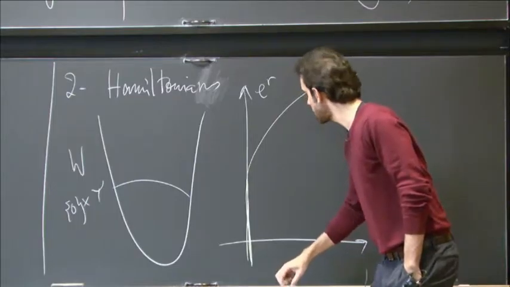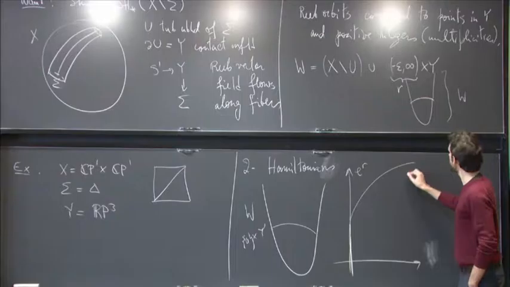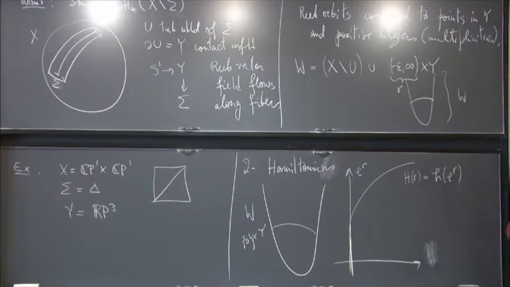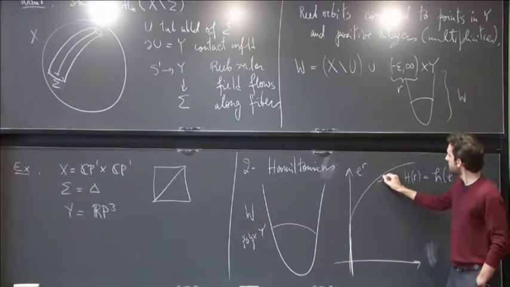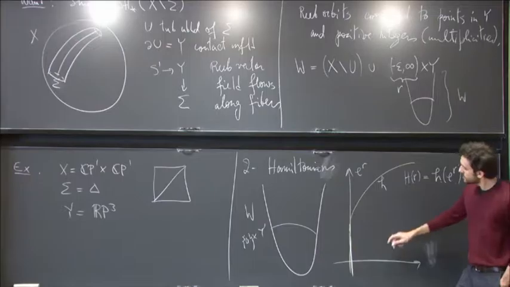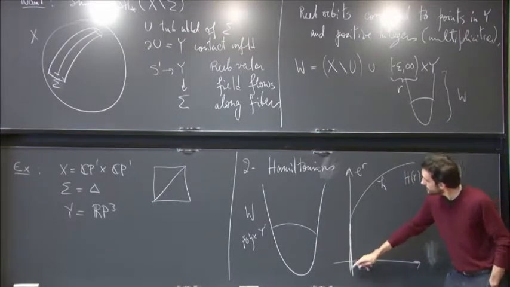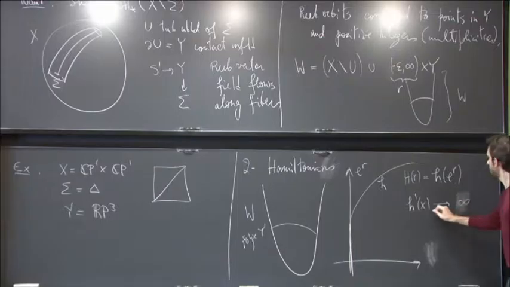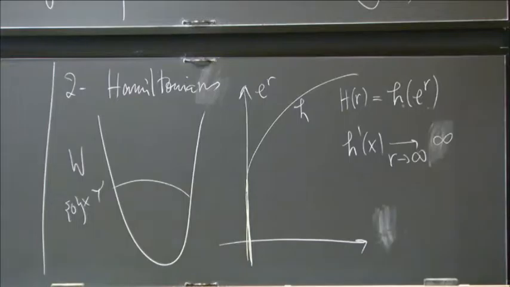So suppose that this is a picture of a function small h, and my Hamiltonian is going to be a function of my radial direction only, of the form small h of e to the r, where the graph of small h is like this. It's not the usual way to draw the graph of a function. This is the independent variable, this is the dependent variable. So I have some function small h, which is 0 all the way till this level, and then it starts growing very fast. I take my Hamiltonian to be h of e to the r. Growing very fast just means that the derivative of the function small h goes to infinity as r goes to infinity. So I have a Hamiltonian which depends only on this radial direction and which grows very fast.